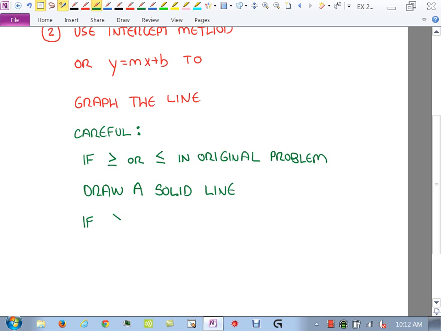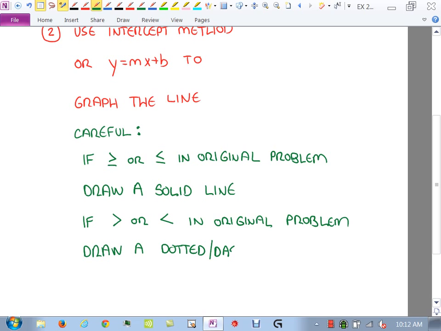If you have one of the other two in the original, any ideas what you'll do? A dotted line. Draw a dotted or dashed, however you want to call it, line. Now, why do you think that is, that you would draw a dotted line or a dashed line? I'm going to do it on the board here so you can kind of see why.